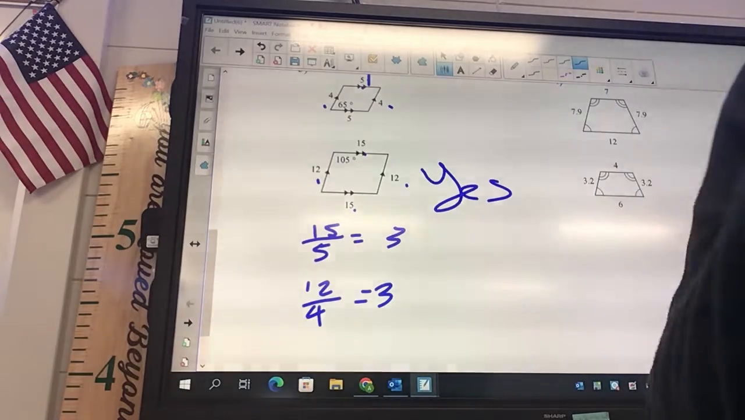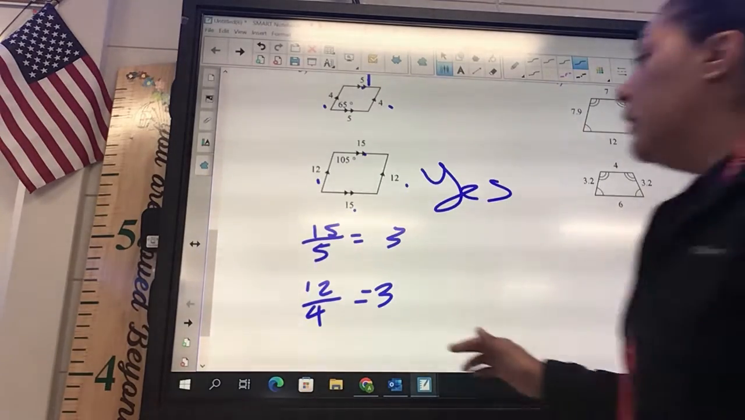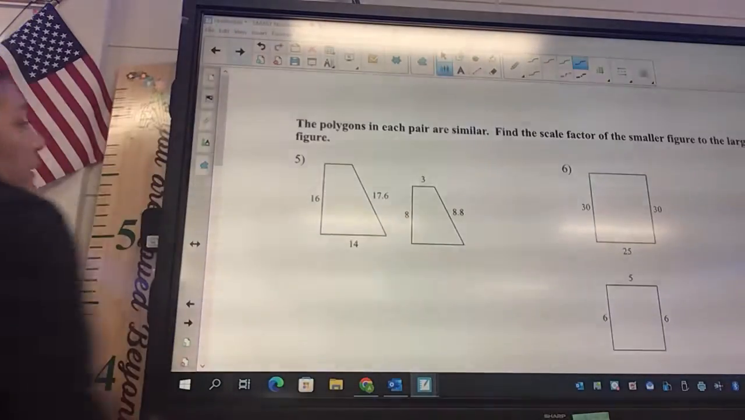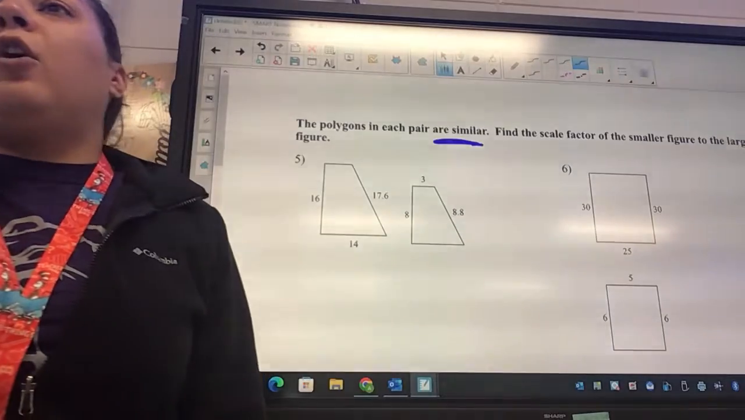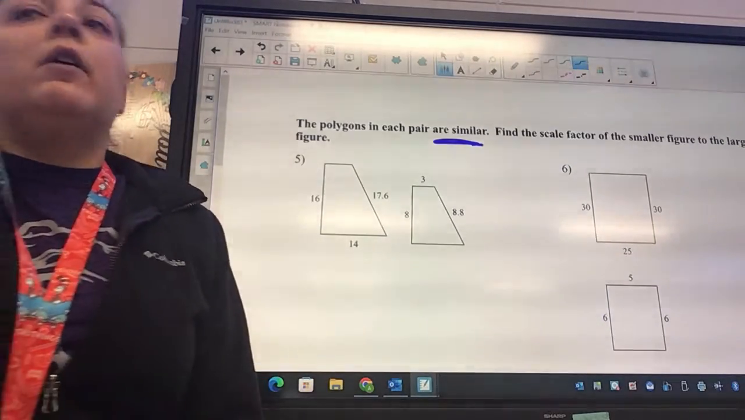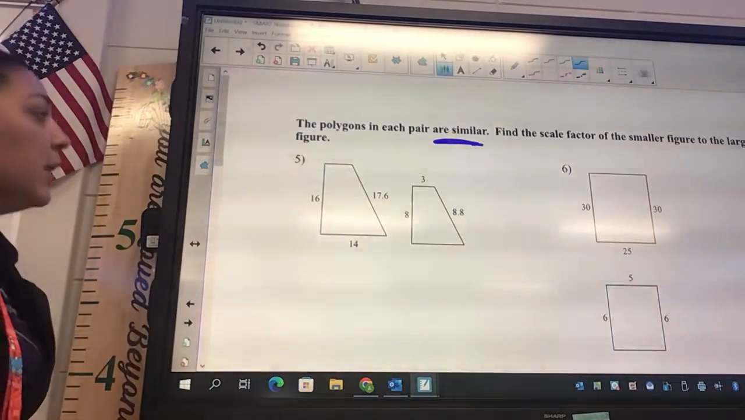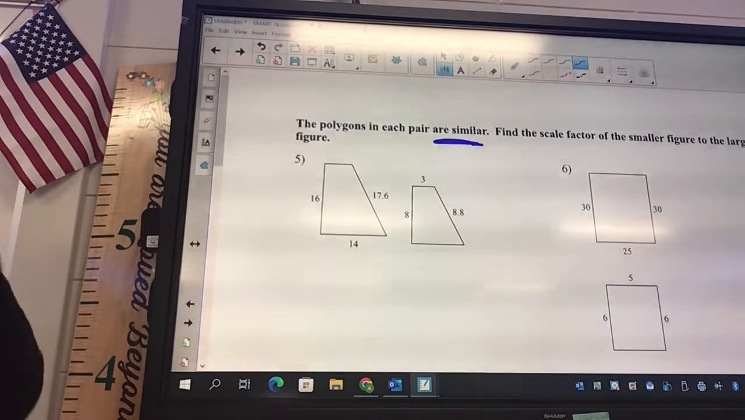Okay, the next section, and we did this yesterday, and some of you guys got it mixed up. They're telling you that they are similar for sure. All they want you to do is find the ratio. So pick pieces that match up. So what's something that can match?